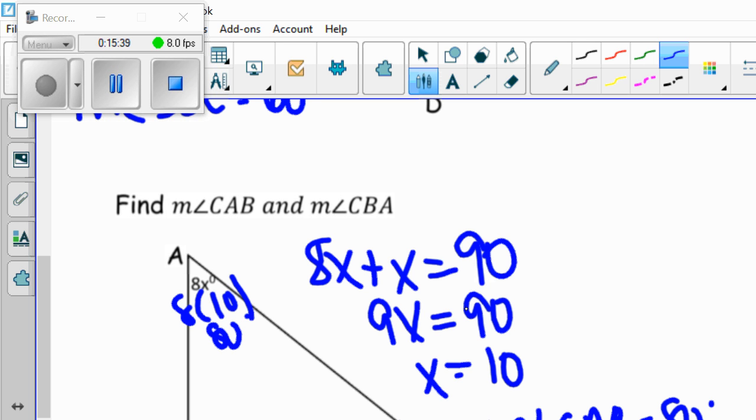All right, so that is section 4.1, applying our triangle sum properties. Simply a lot of this was review for us.